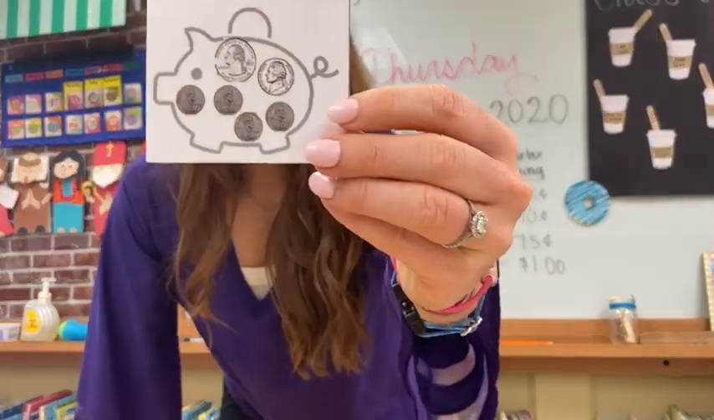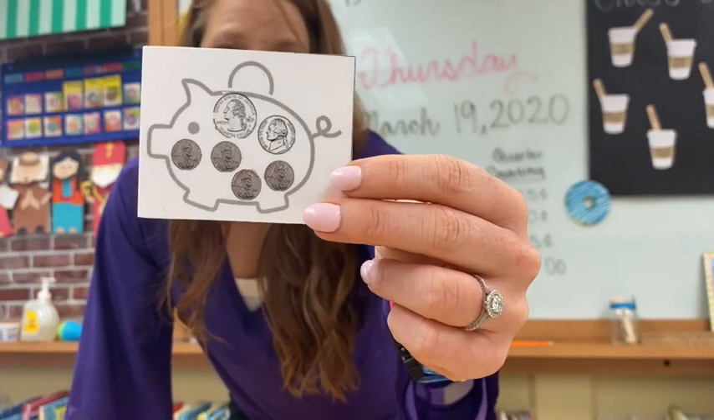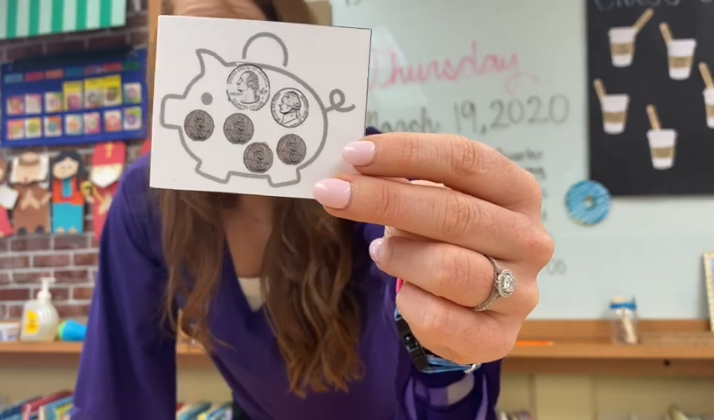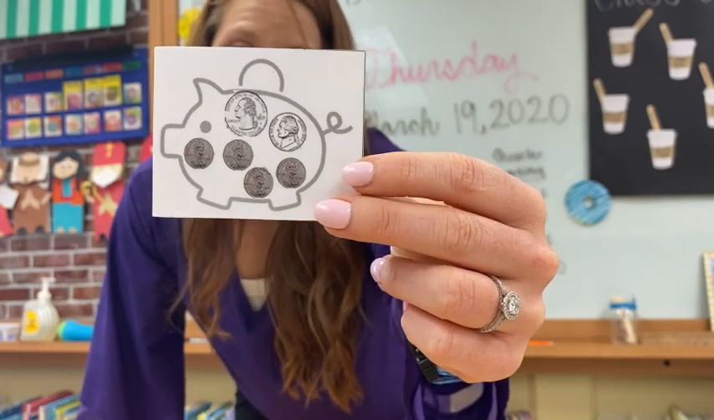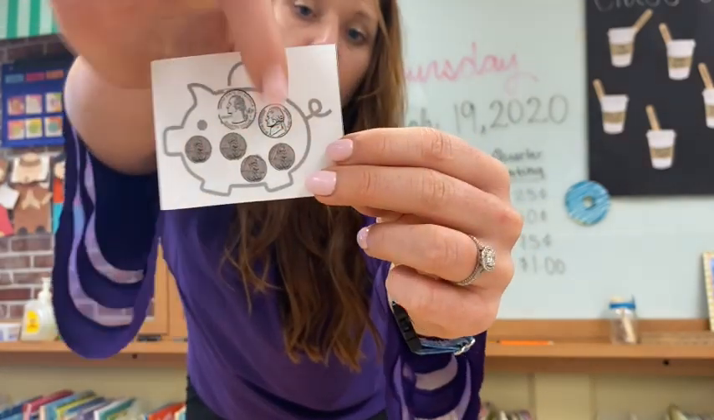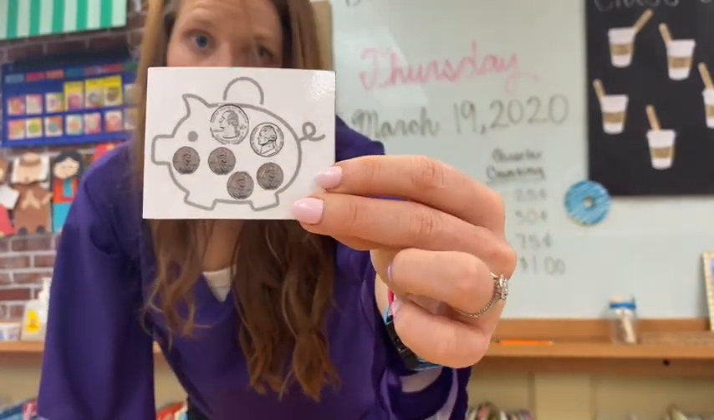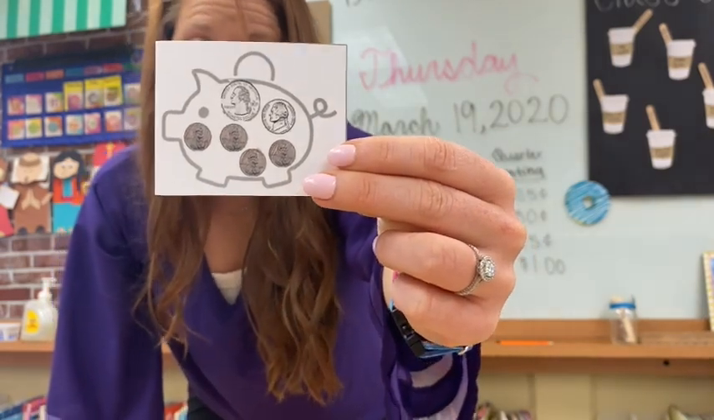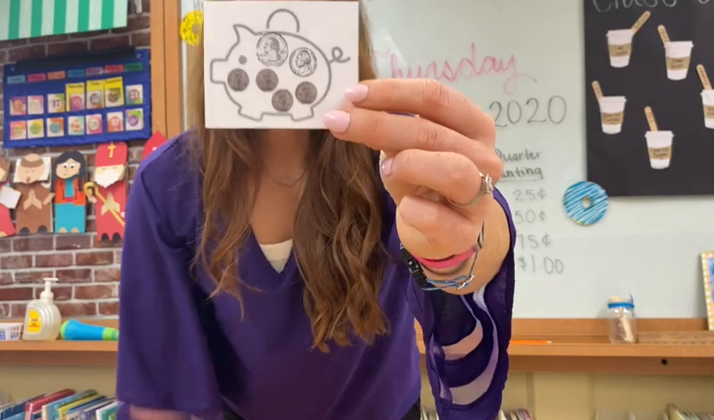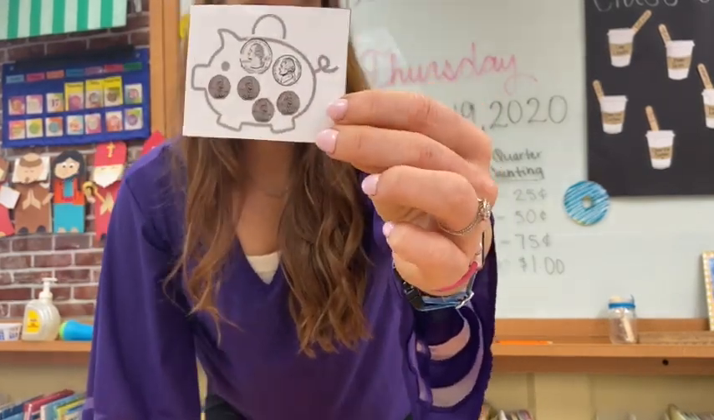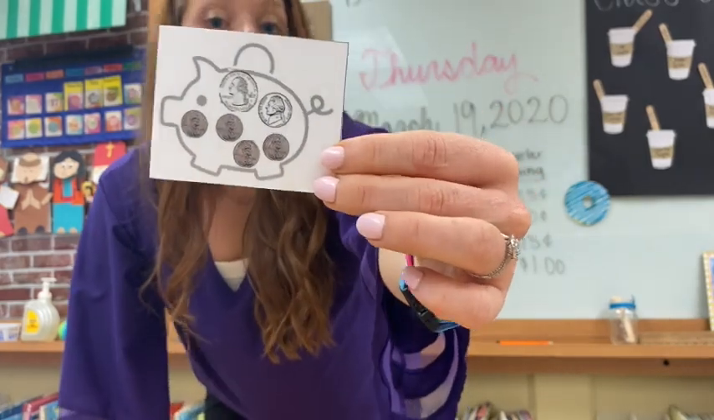Let's try this one. Do you see a quarter in there? How much is a quarter worth? 25 plus a nickel. How much is a nickel worth? 5. So 25 plus 5. Too big for our fingers. So put that number 25 in your head and add 5. 25, 26, 27, 28, 29, 30. Plus 4 pennies. So we're at 30. Let's add 4. 30, 31, 32, 33, 34. 34 cents in this piggy bank.